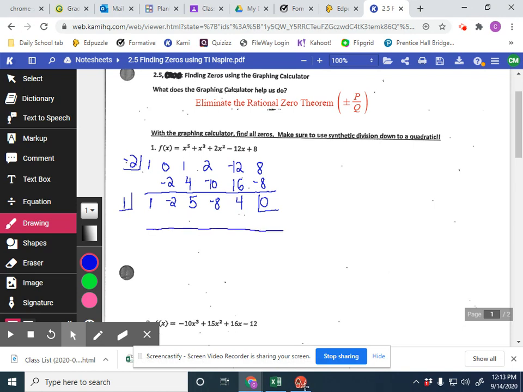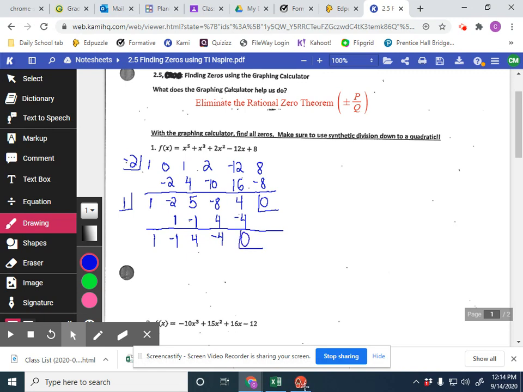All right, so I'm going to bring down this 1. So 1 times 1 is 1. -2 plus 1 is -1. -1 times 1 is -1. 5 minus 1 is 4. 4 times 1 is 4. -8 plus 4 is -4. -4 times 1 is -4, and see how it works out. 4 plus -4, they cancel out. That's my remainder of 0.